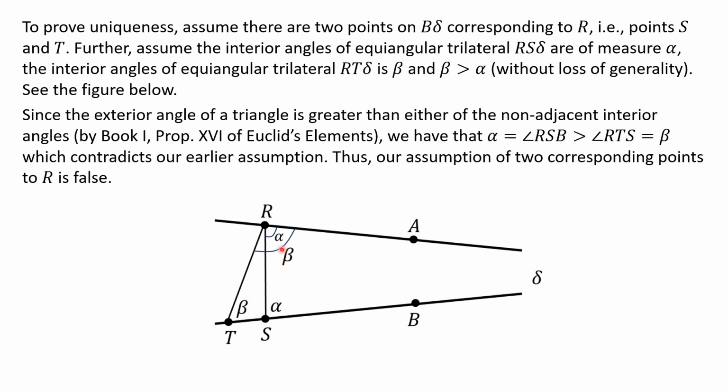So if we draw it as shown here, we run into a problem because from Euclid's Elements, we know the exterior angle to this triangle RTS is greater than either of the opposite interior angles. So that implies alpha is greater than beta, but we assumed beta was greater than alpha, so we have a contradiction, and so there can't be a second point that's corresponding to R.